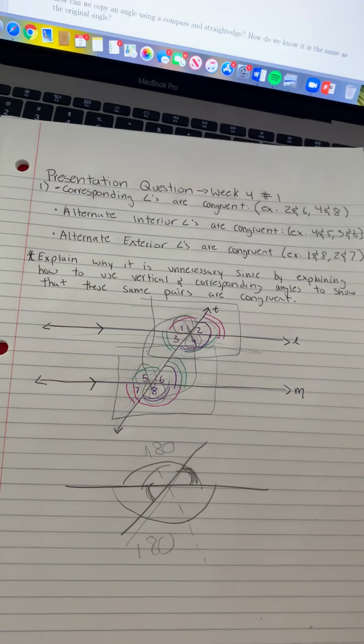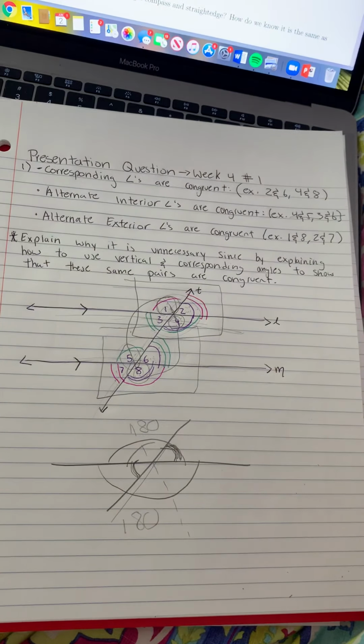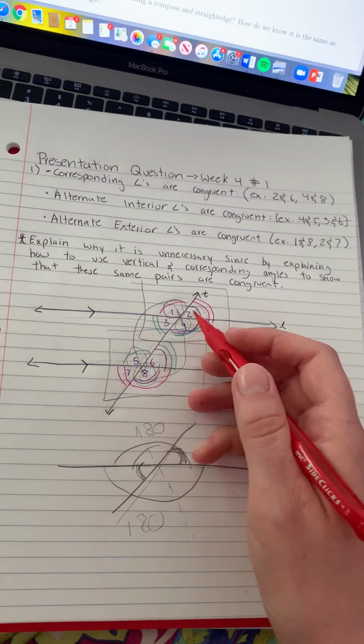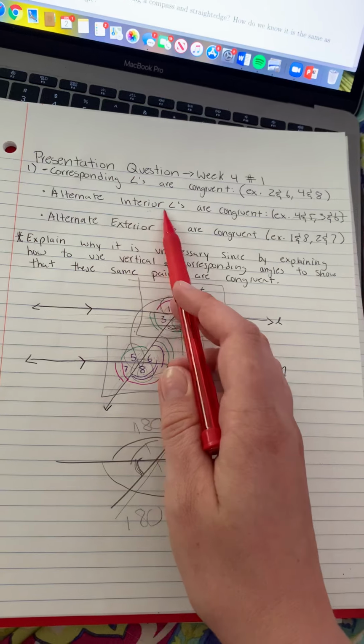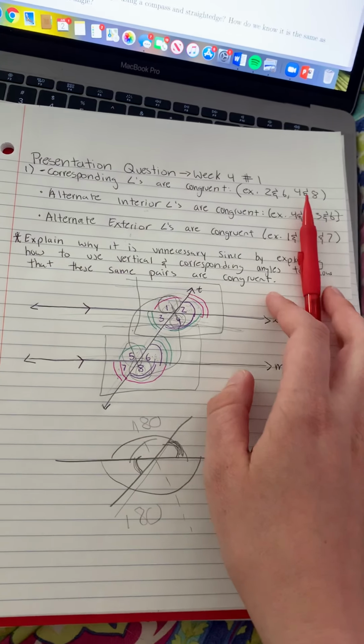Okay, so that's how we would use vertical and corresponding angles to prove which angles are congruent with one another, and we don't have to use alternate interior angles and alternate exterior angles.